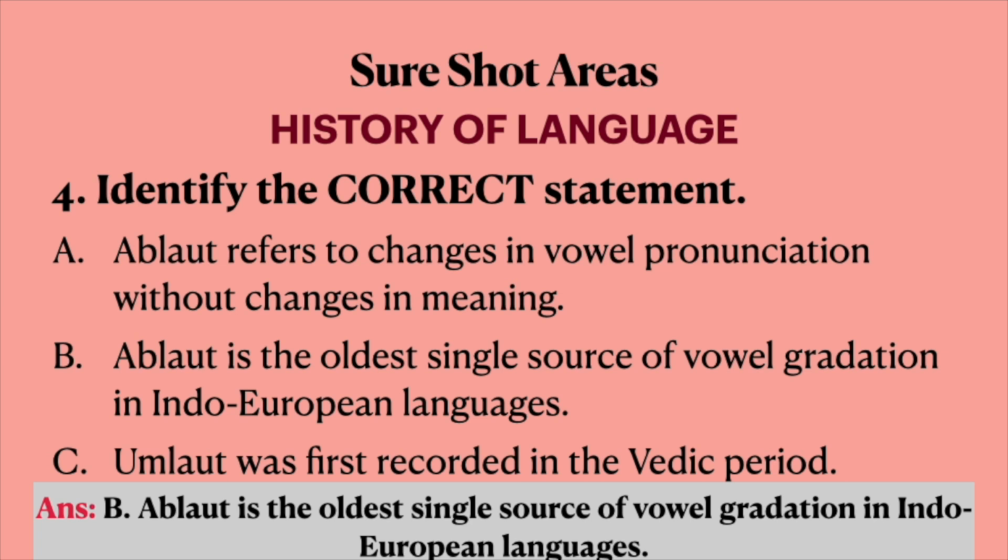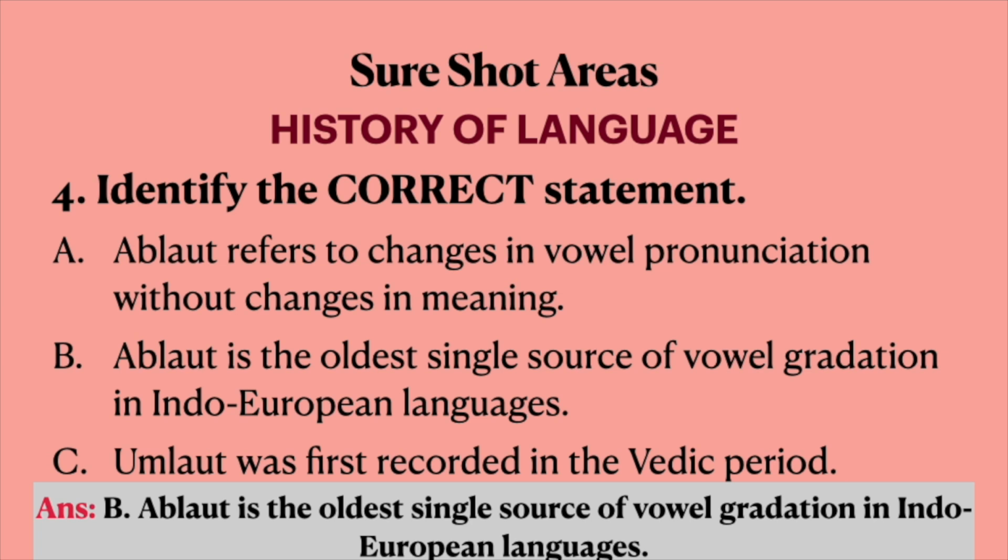Ablaut happened in Indo-European languages very early, as early as the 8th century BC, and it was first recorded by our Sanskrit grammarians. Umlaut happened a little later. It took place in Germanic languages in the early 80s. Now, ablaut, the term was coined by none other than Jacob Grimm.